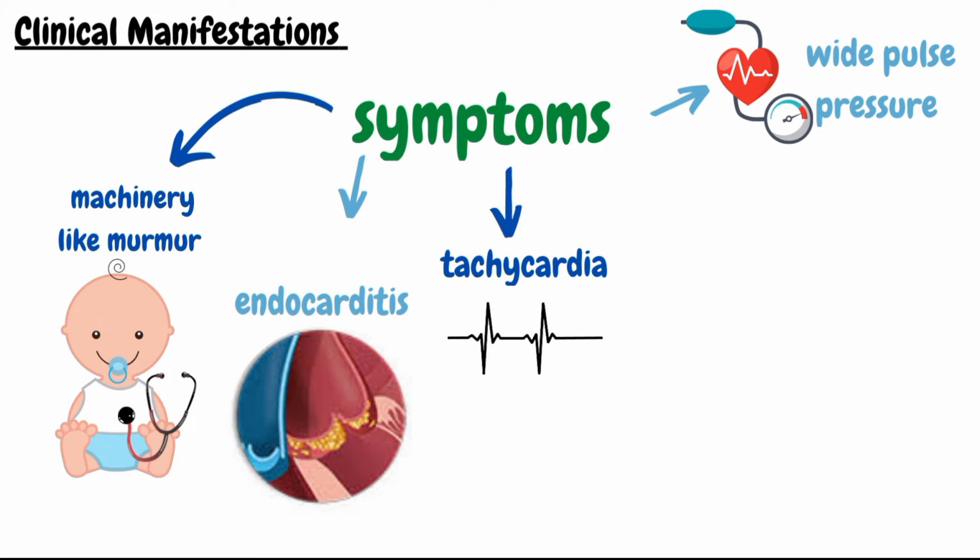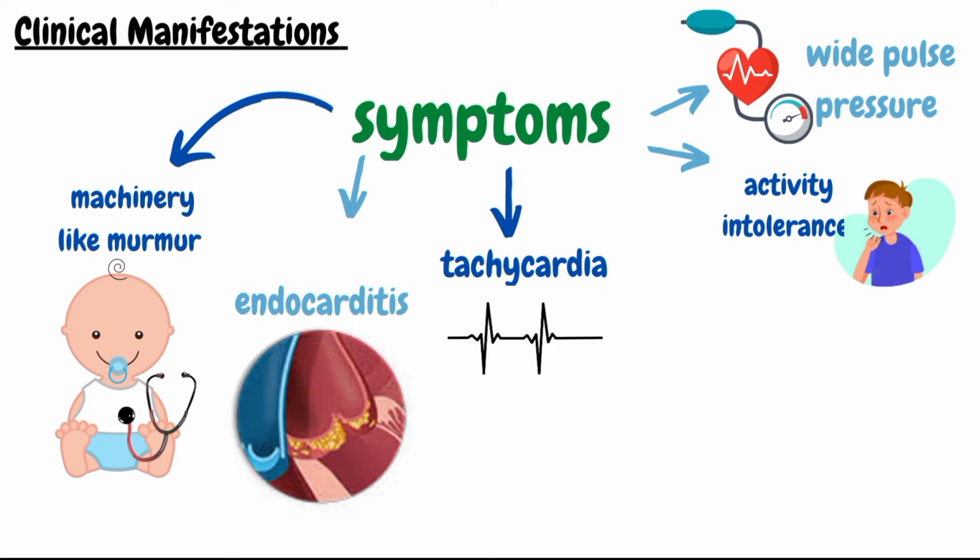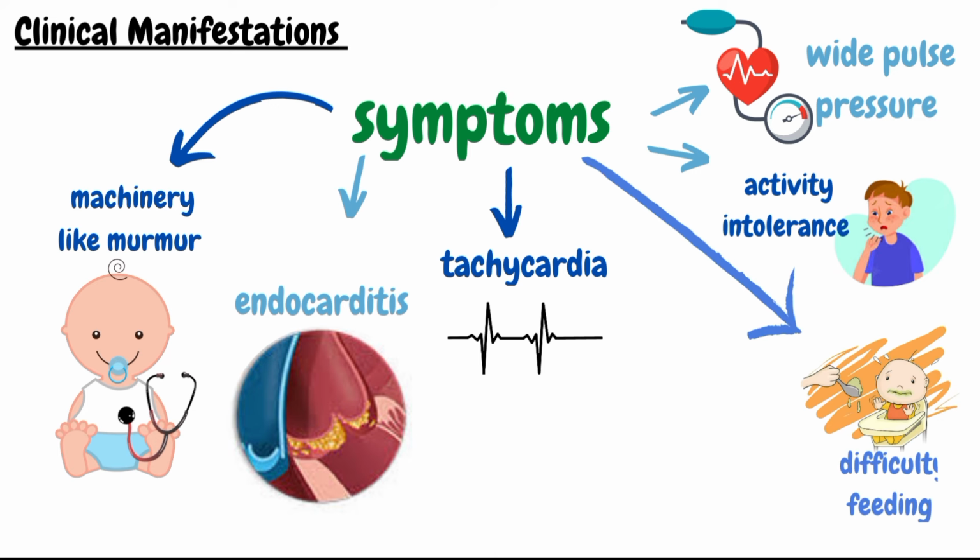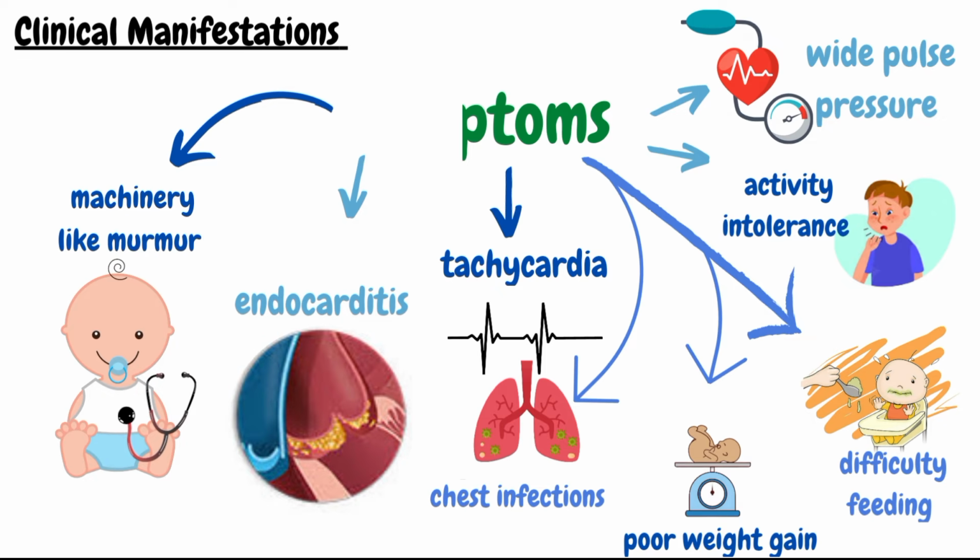Wide pulse pressure. Pulse pressure is calculated by subtracting diastolic blood pressure from the systolic blood pressure. A widened pulse pressure is defined as a difference between systolic and diastolic blood pressure of greater than 15 to 25 mm of mercury in premature infants and greater than 25 millimeters of mercury in term infants. Activity intolerance, trouble feeding or tiredness during feeding, poor weight gain, frequent chest infections.